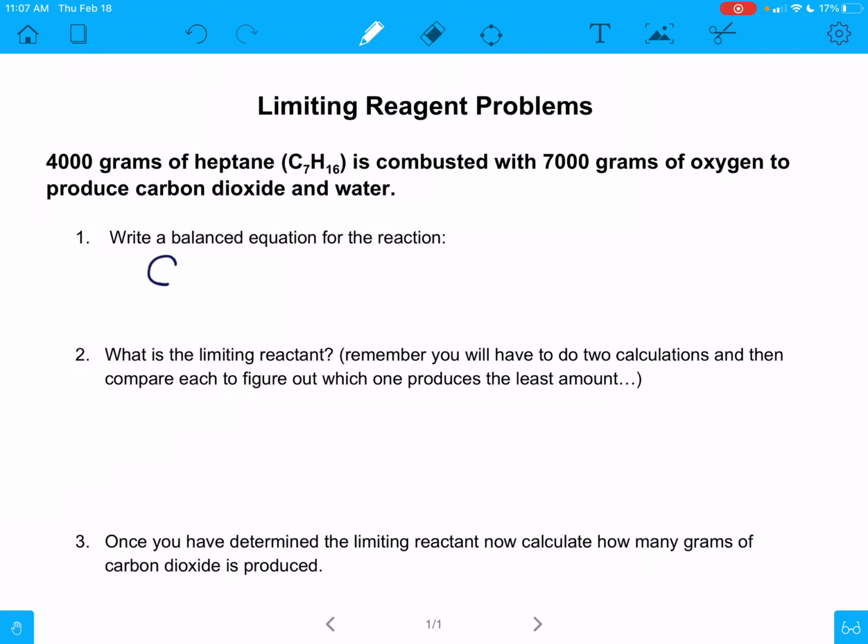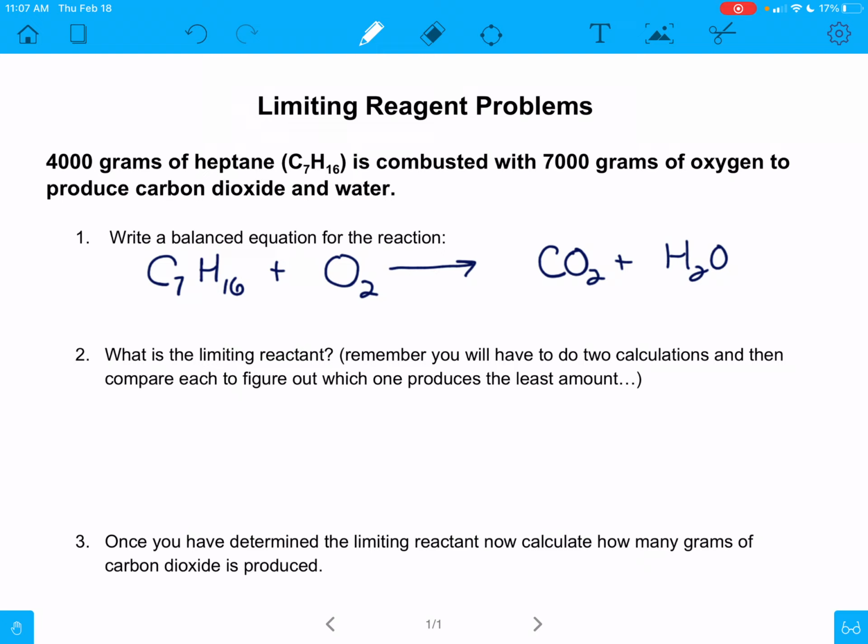We have C7H16. It's going to be a combustion reaction, so it's burnt in the presence of oxygen. And it's going to give off the same products as any combustion reaction, which is CO2 and H2O. So that's the skeleton equation. Now we need to balance that.